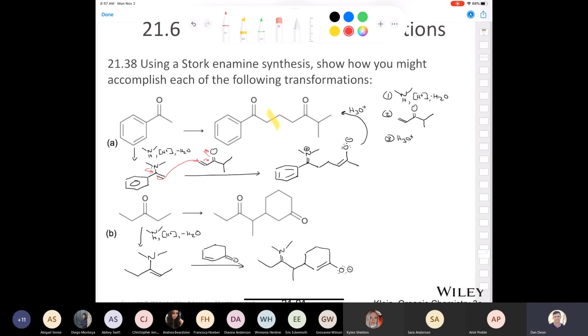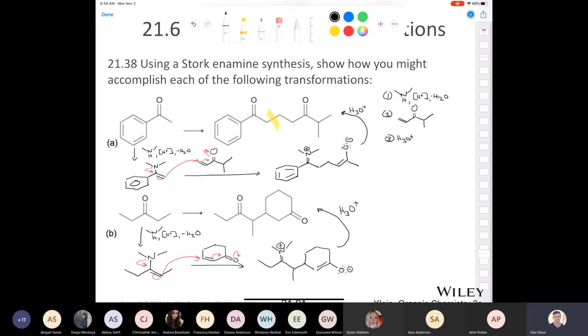Okay, and if you need some help on the curved arrows, first I'll draw in the lone pair on the nitrogen. Here we go. Like this and like this. Oops, I forgot my positive charge on my nitrogen. And then in the last step, we treat that with aqueous acid. Okay, that's the Stork enamine synthesis.